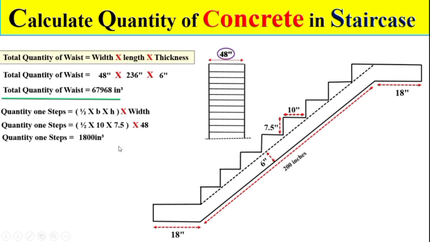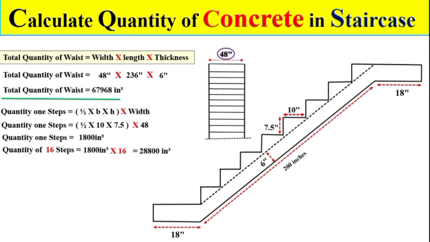Now the total number of steps in our stair is 16. To find the total quantity of 16 steps, we multiply the quantity of one step by 16. So we get the value for the 16 steps as 28800 cubic inches. This is the quantity of concrete in 16 steps.